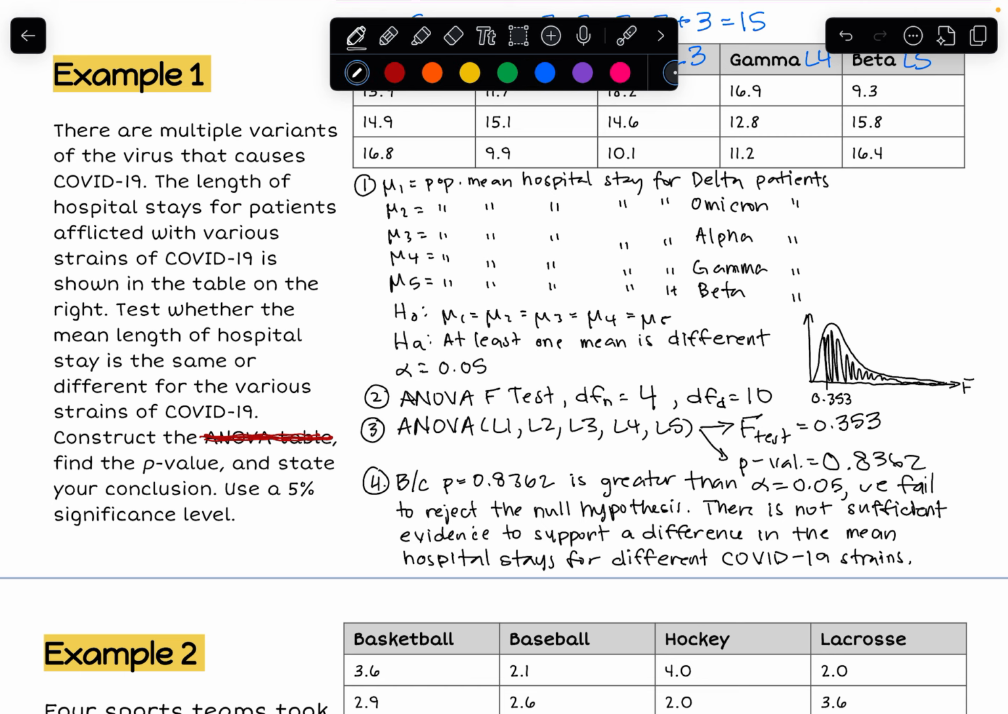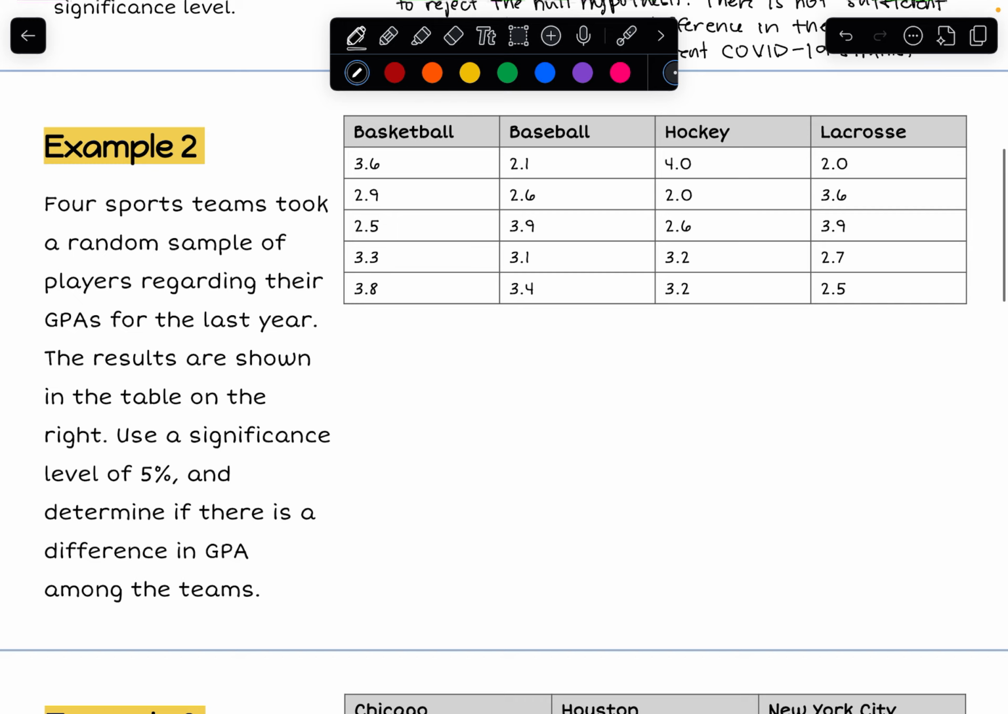All right, let's go ahead and try another one. So this one says 4 sports teams took a random sample of players regarding their GPAs for the last year. The results are shown in the table on the right. Use a significance level of 0.05 and determine if there is a difference in GPA among the teams. So looking at that word problem, it's asking to determine if there is a difference in GPAs among the teams. So I'm looking at mean GPAs for each of these 4 sports teams.